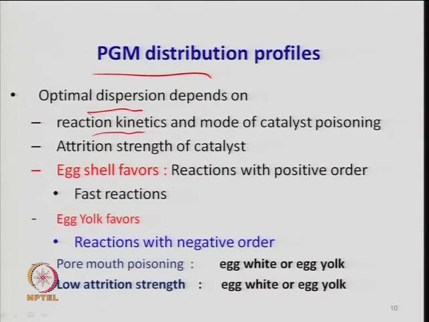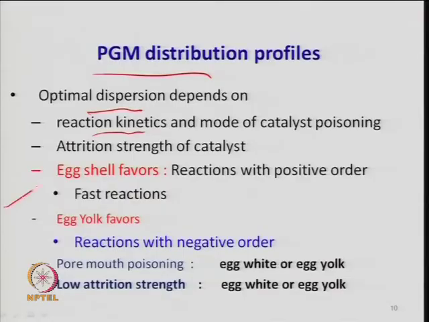Attrition strength of the catalyst. When the catalyst strength is poor, then you would not like to deposit it on the outer surface, because during attrition the outer skin is being crumbled. So, particles will fall down from here. In that case, if the active metal is deposited on the outer surface, then this will be a loss, especially when you have a platinum group metal or precious metal.